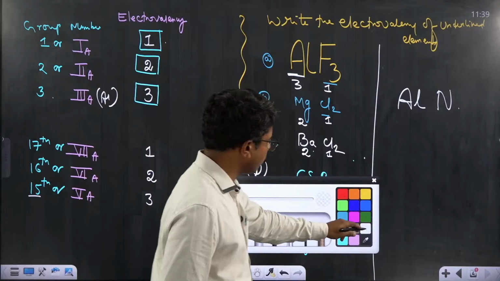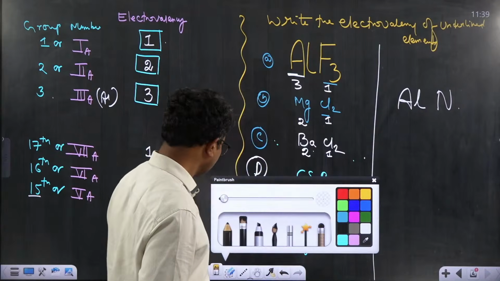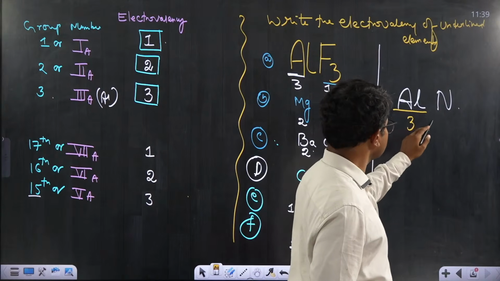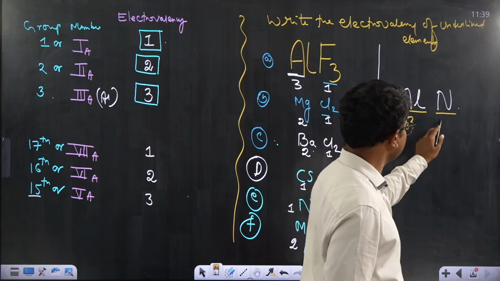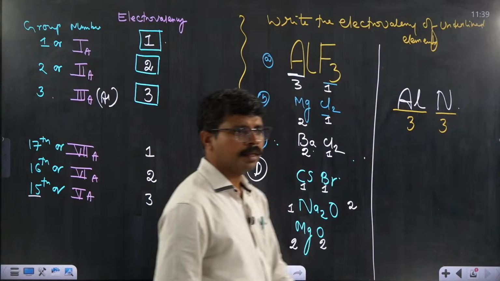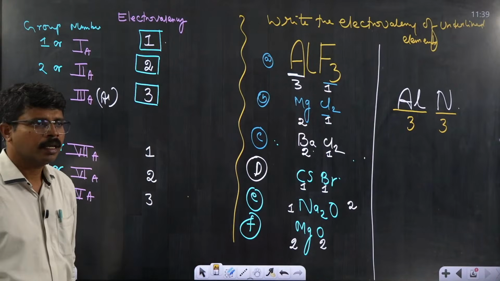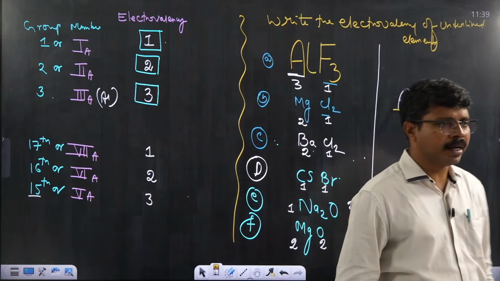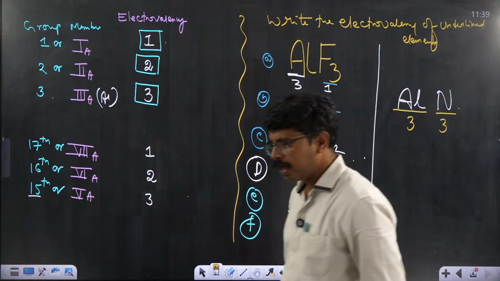Consider if they are involved with ionic bond. Okay. Then what is the electrovalency of aluminum? As we know, it is 3, and the electrovalency of nitrogen is again 3. I hope these points are clear. I hope you are able to write the electrovalency of a given element for a given ionic compound.